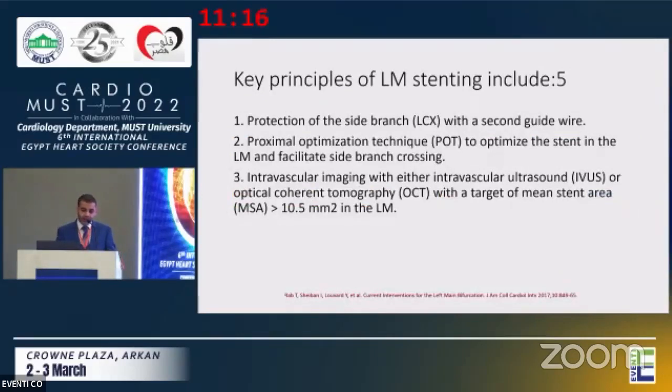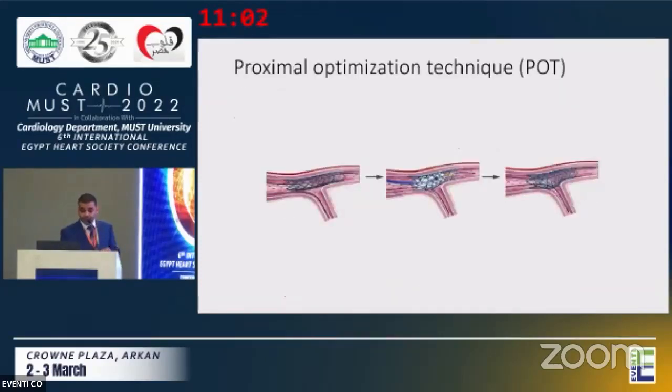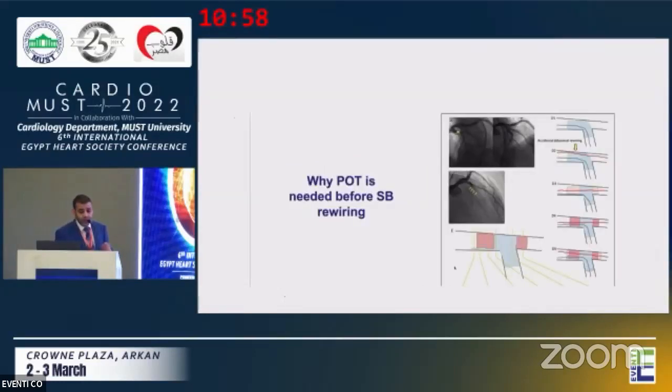The key principles of left main stenting include 3 very important factors: wiring both vessels, especially securing the side branch, POT, and IVUS imaging. POT optimization is very important in doing left main. Why is POT needed before side branch wiring? Because if you didn't make POT before side branch wiring, you can go with the second wire behind the stent, and if you push a balloon, it can destroy the main stent.